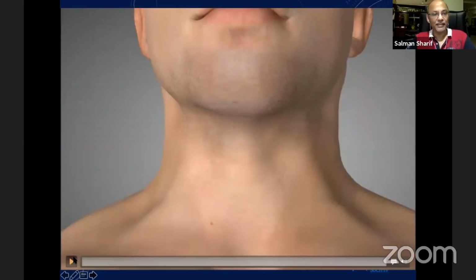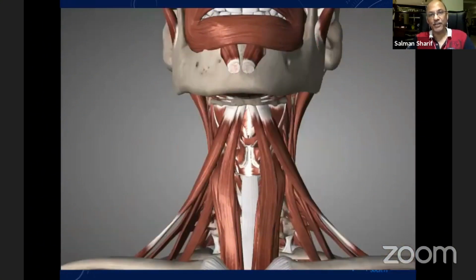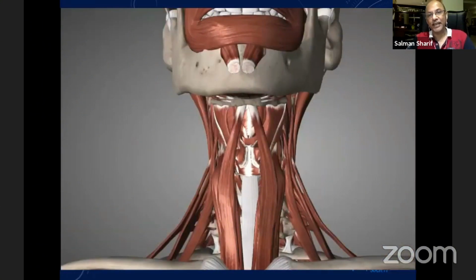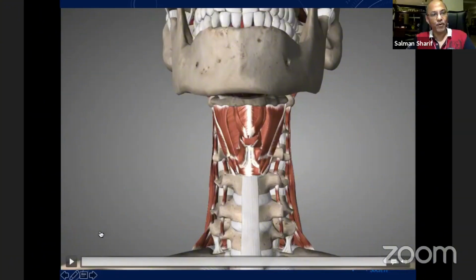So if you look at this, for example, we take the skin off. You have platysma on both sides, and you've got the superficial muscles. And once you go in and take the superficial muscles out, then you've got the longus on both sides, and eventually you're left with the raw bone itself.